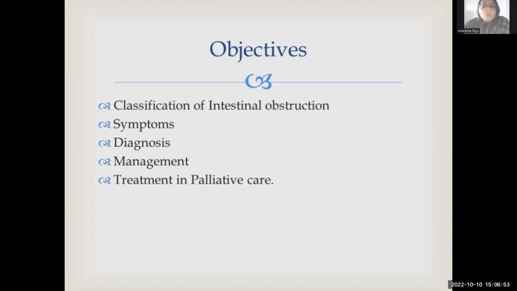Okay, so what our class today is going to tell us is how to classify the intestinal obstruction and what are the signs and symptoms of obstruction, and how do you come to a diagnosis that it is an obstruction of the small intestine or obstruction of the large intestine, and how will you manage such a situation? What treatment are you going to do? So tell me one thing, how will you understand where the obstruction is? Is it in the small intestine or the large intestine?